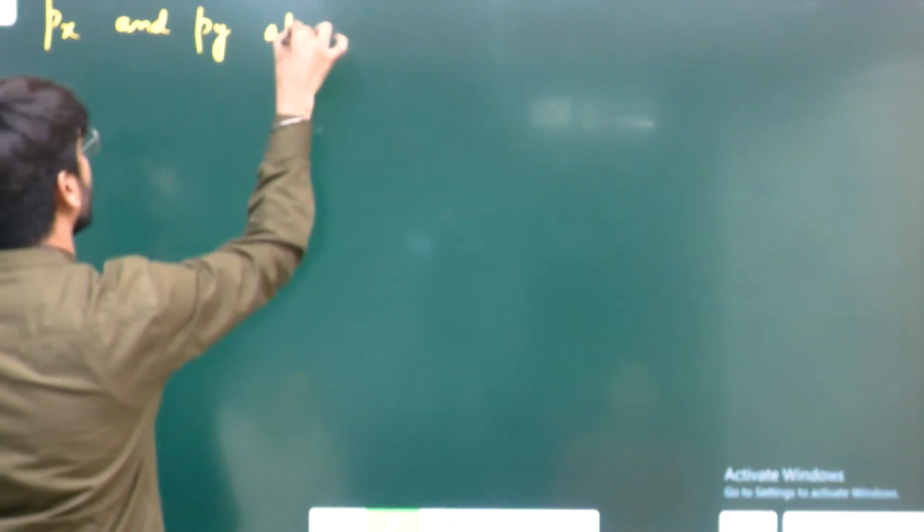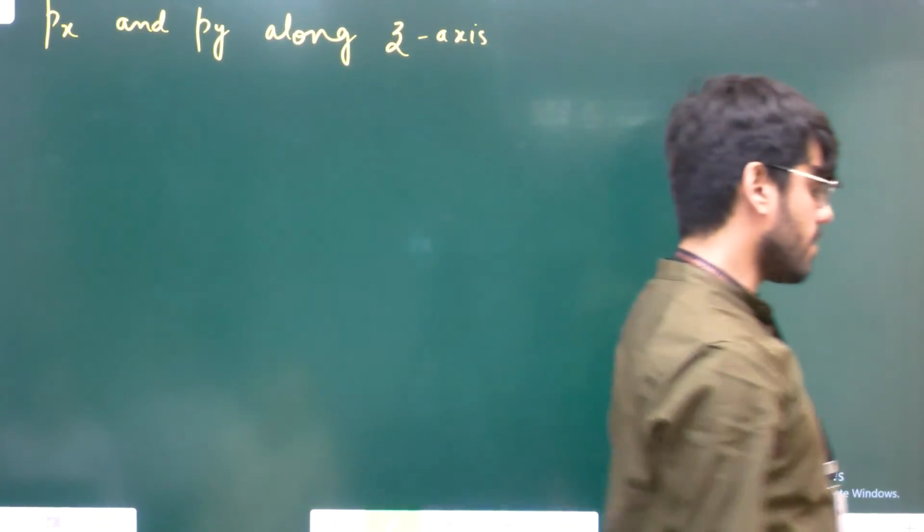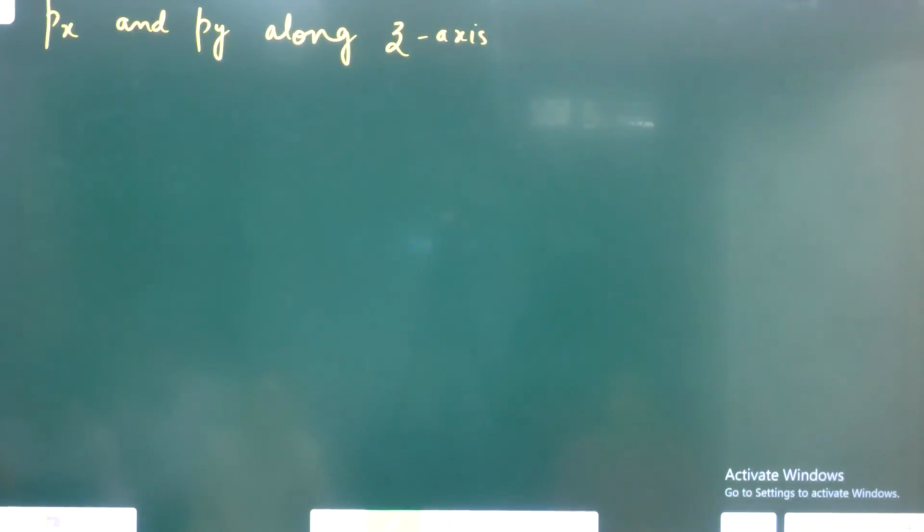px and py along z axis. Px and py along z axis. Yes. Px and px along z axis.